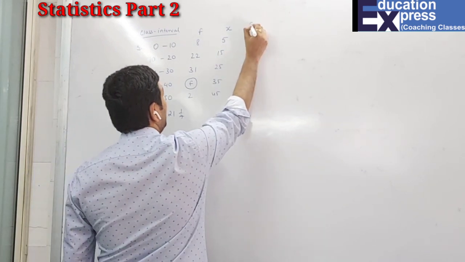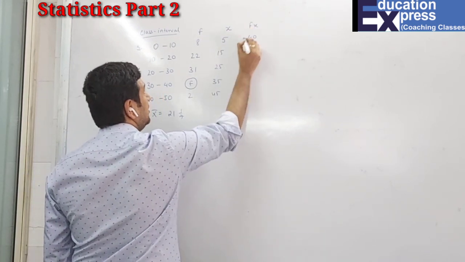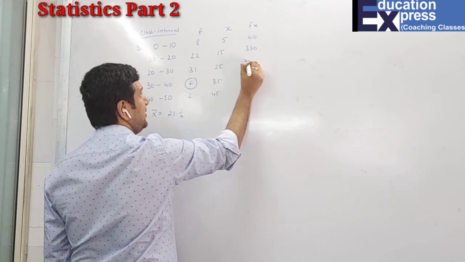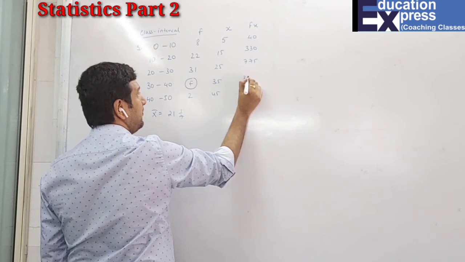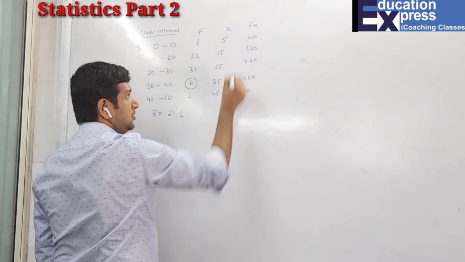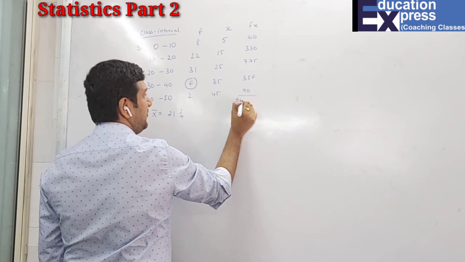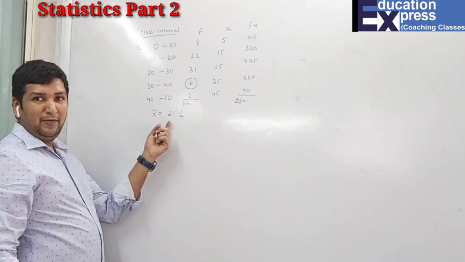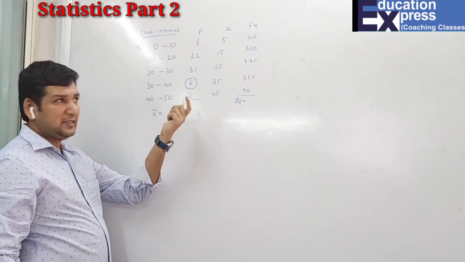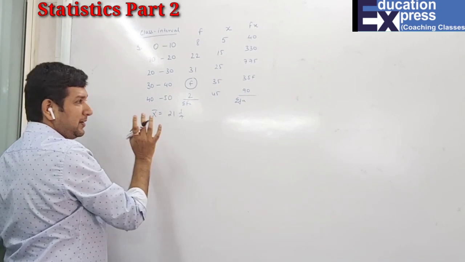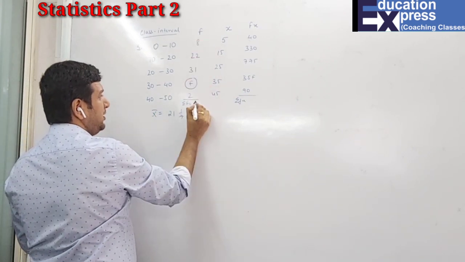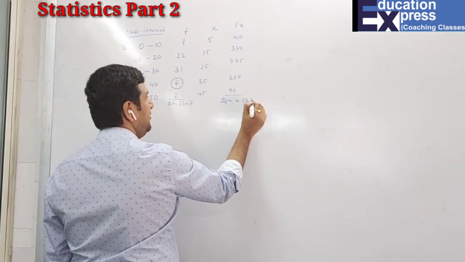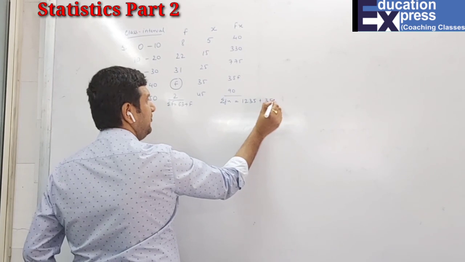Now we will find fx. So 8 into 5 is 40. 22 into 15 is 330. 31 into 25 is 775, 35f and 90. So now we have got your sigma fx and also sigma f. Here there will be only one value because only one thing is missing. That is why there will be only x bar. Now sigma f is 30, 61, 63 plus f. Sigma fx, if we add this, will be 1235 plus 35f.